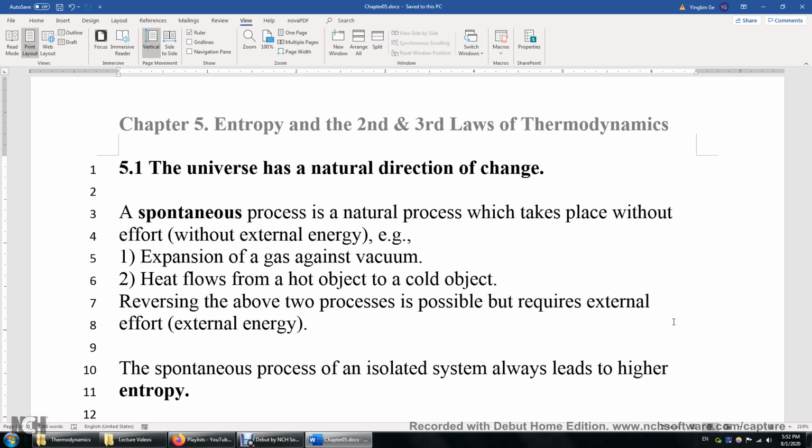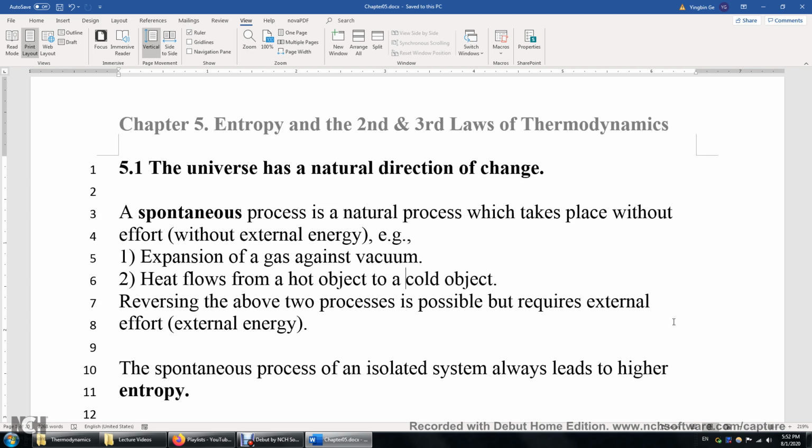For example, a gas expands against vacuum. This is a spontaneous process. Heat flows from a hot object to a cold object. Also is a spontaneous process. Can we reverse these two processes without external effort or energy?